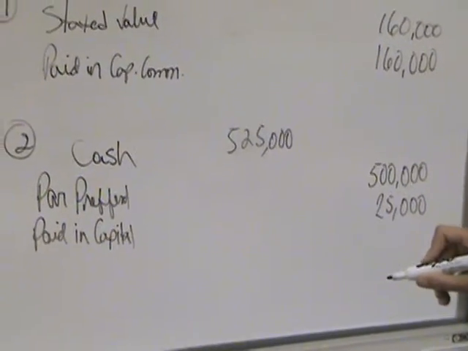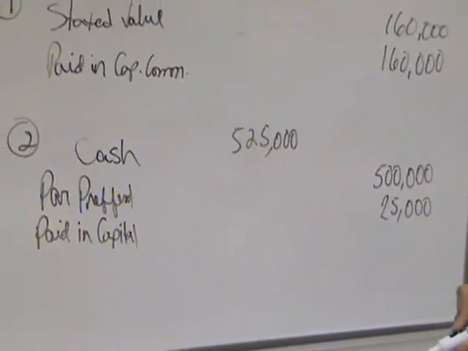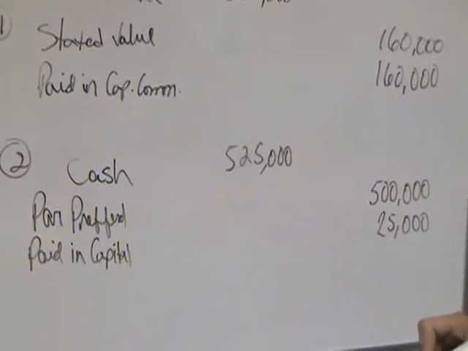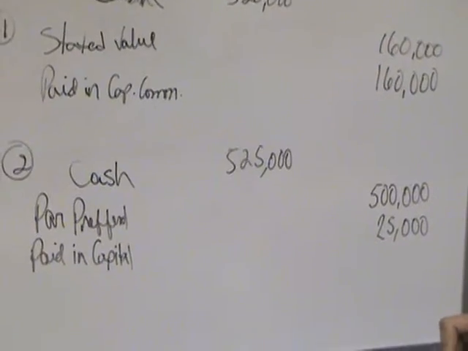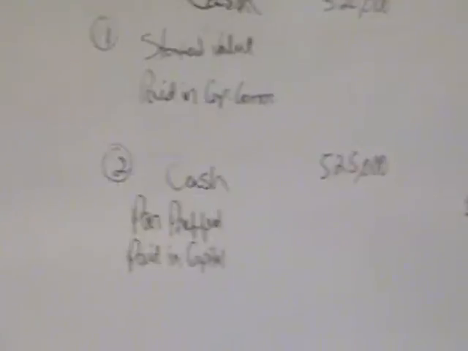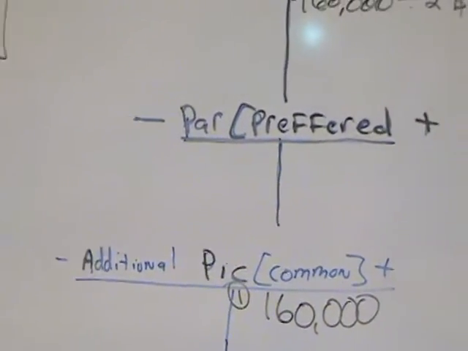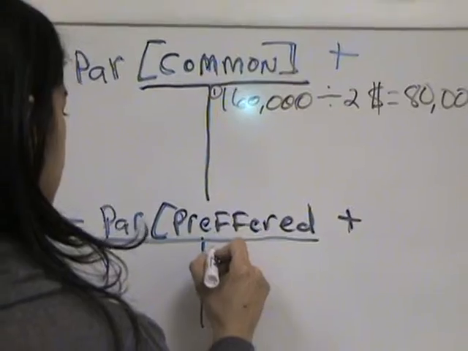Debit cash 525,000. Credit par preferred 500,000. Credit paid in capital, par preferred, 25,000. That's right. Two paid in capitals, one for common and one for preferred. So now go over and post up to par preferred, 500,000.